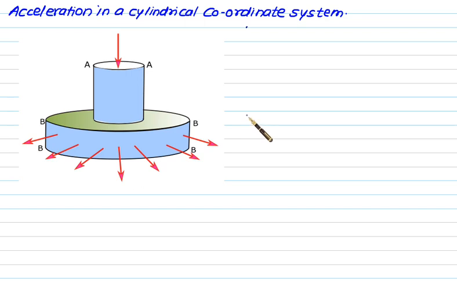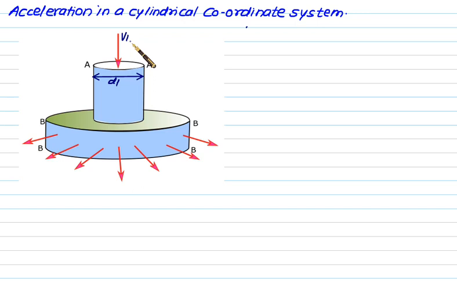This time we are interested in finding the acceleration in a cylindrical coordinate system. So consider a circular section through which the fluid enters with a velocity equal to v1 at section 1, and at section 1 the cross section is circular. Let's say at section A we have diameter equal to d1. So in this case we can calculate the discharge through the section AA.